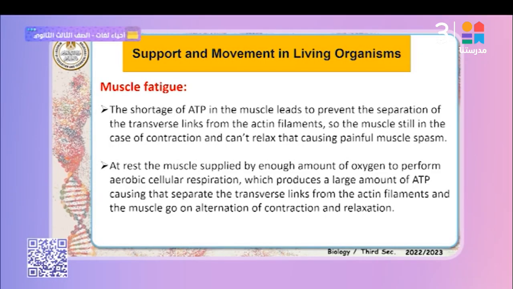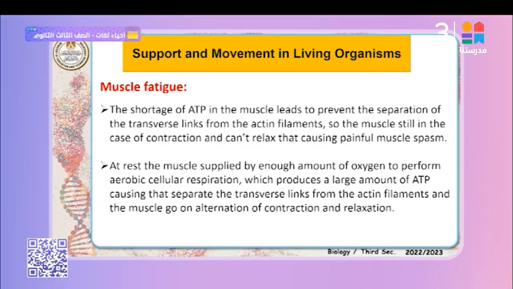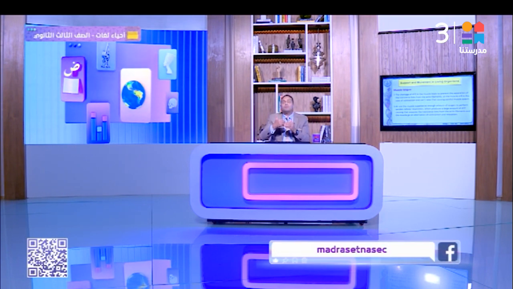Muscle fatigue. When you are exposed to vigorous effort, there is a sequence of contraction and relaxation, contract and relax. This leads to consuming a large amount of oxygen, and a shortage in oxygen. That means the muscles tend toward anaerobic respiration rather than aerobic respiration, producing a small amount of ATP. This leads to, number 1, muscle fatigue, and number 2, muscle spasm. Again, the sequence of contraction and relaxation as a result of vigorous effort decreases the rate of oxygen consumption during this activity. Decreasing the rate of oxygen leads to anaerobic respiration, producing a small amount of ATP that is not sufficient.